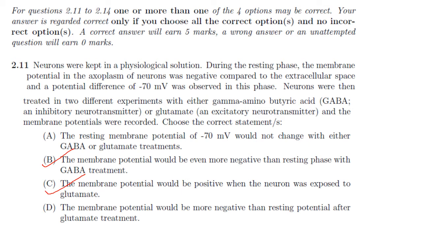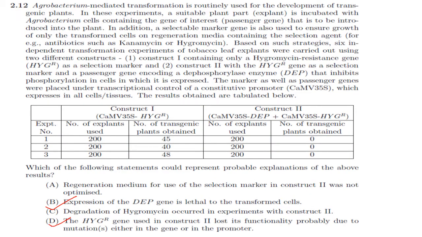Then next one. The membrane potential would be positive when the neuron was exposed to glutamate. That is also correct. Why? Because glutamate is an excitatory neurotransmitter and it will cause depolarization of the membrane, so it will have positive charges. So C is also correct. The membrane potential would be more negative than resting potential after glutamate treatment. That is not correct because glutamate is an excitatory neurotransmitter and not an inhibitory neurotransmitter. So options B and C are correct. Next one.